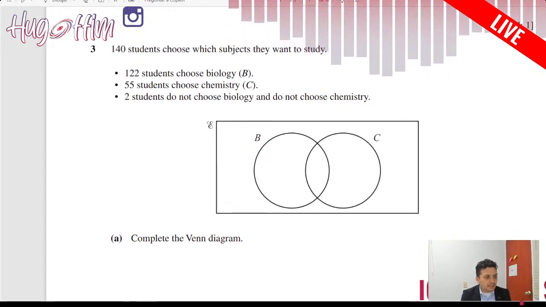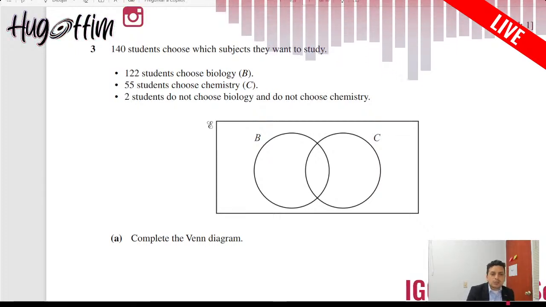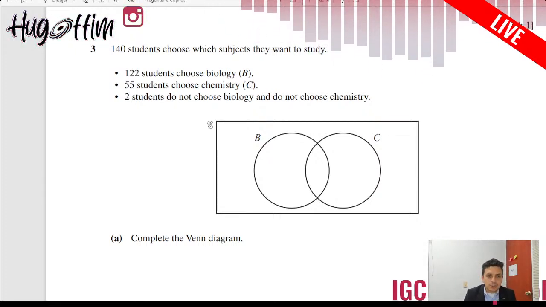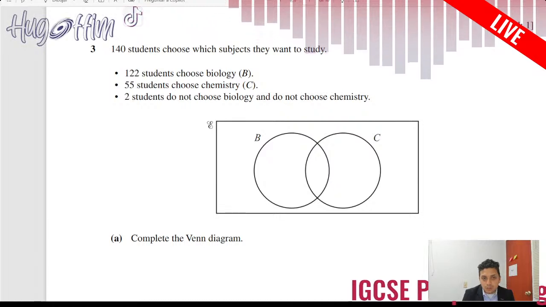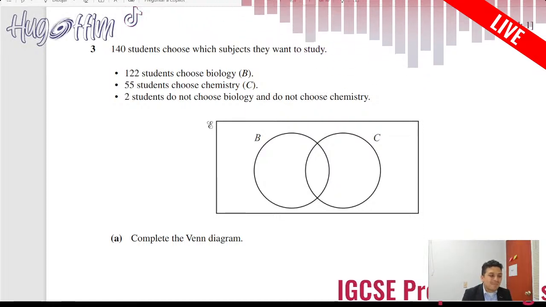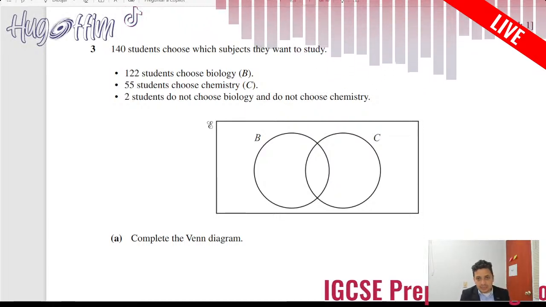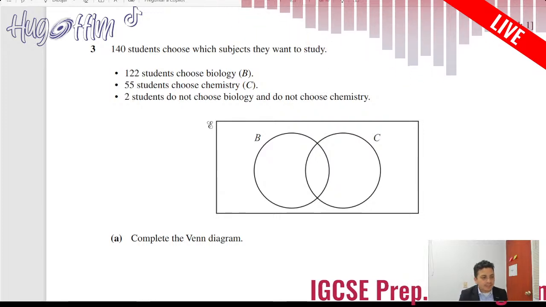It says that 140 students choose which subjects they want to study. 122 choose biology, 55 students choose chemistry, 2 students do not choose biology and do not choose chemistry, and we have to complete the Venn diagram. So we're going to start doing this exercise with the Venn diagram.